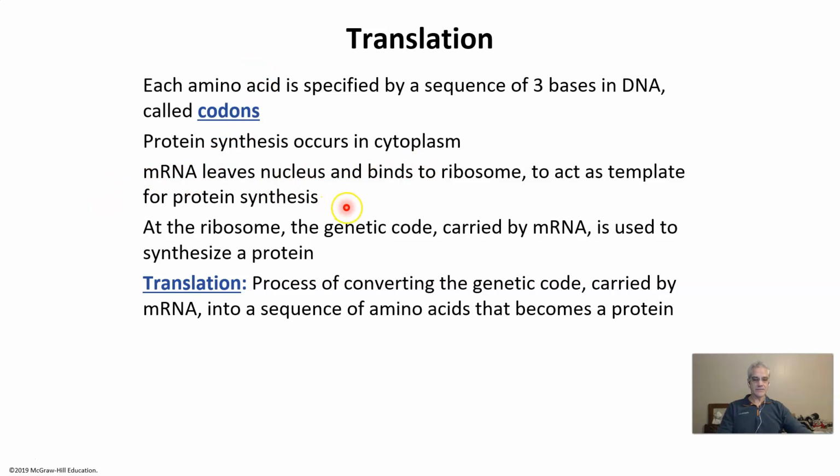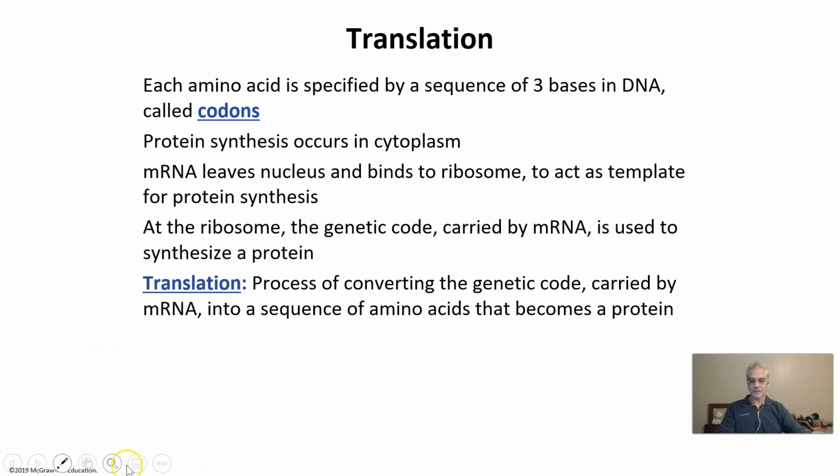So the mRNA leaves, it binds to a ribosome. The ribosome is the protein manufacturing machine. Right? The mRNA is the template. At the ribosome, the genetic code carried by mRNA is used to synthesize a protein. Translation is that process. Convert mRNA to a protein.